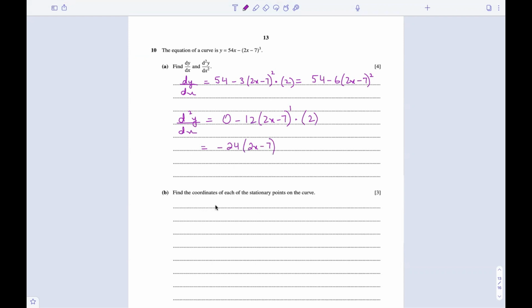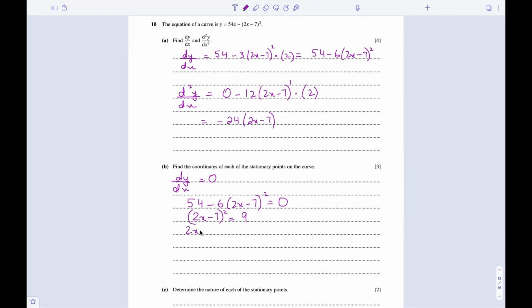In part B, we have to find the coordinates of each of the stationary points. So for the stationary points, we know that dy/dx is equal to 0. The dy/dx in part A was 54 minus 6 into (2x minus 7) whole squared is equal to 0. Taking 54 on the other side, we'll get (2x minus 7) whole squared is equal to 54 upon 6, which is 9. Taking square root on both sides, we'll get 2x minus 7 is equal to plus 3 and minus 3.